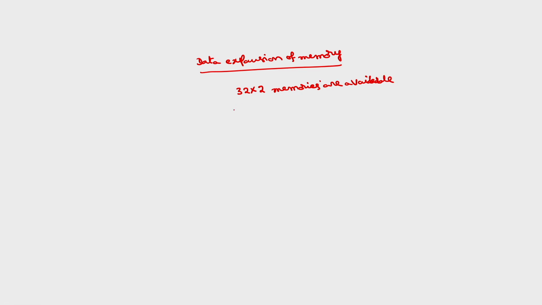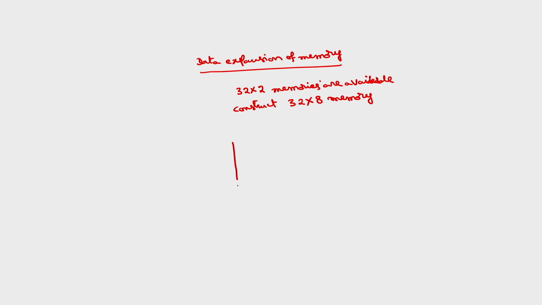If you want to construct a 32 by 8 memory, here I am fixing the number of address lines, whereas I only want to expand the data. After that I will discuss both expansions. Here, 32 by 2.